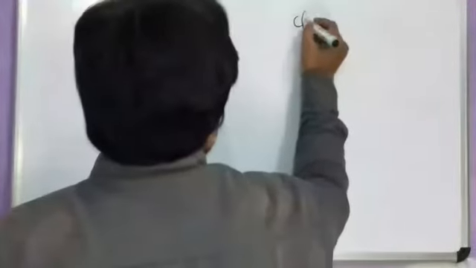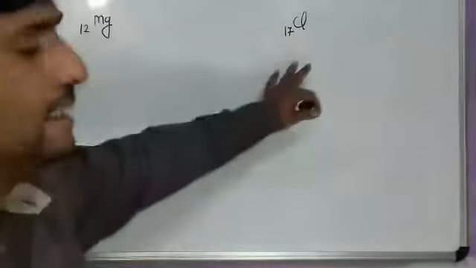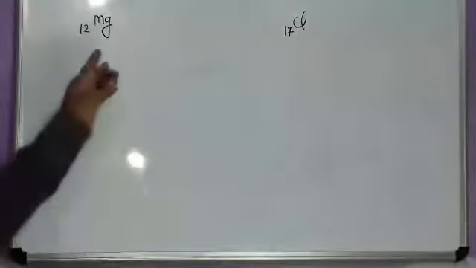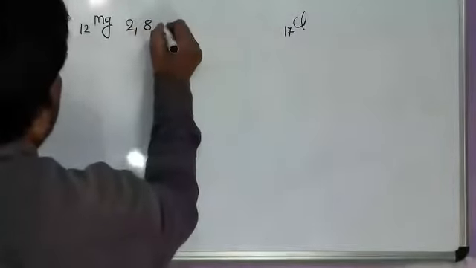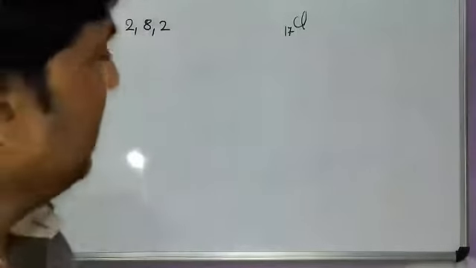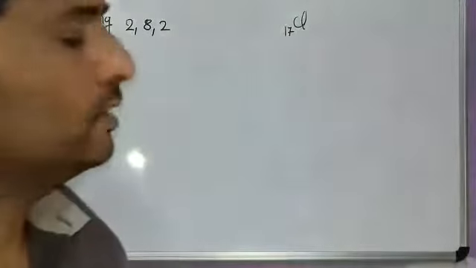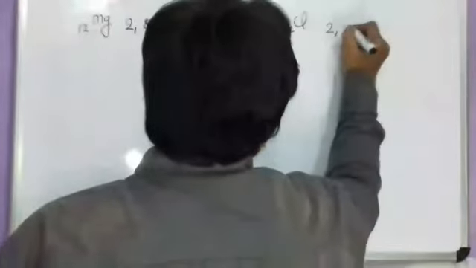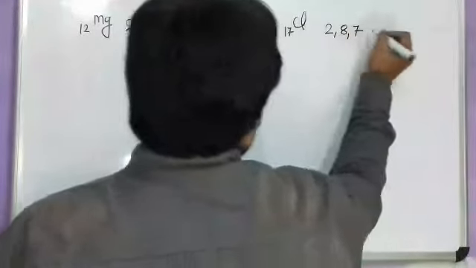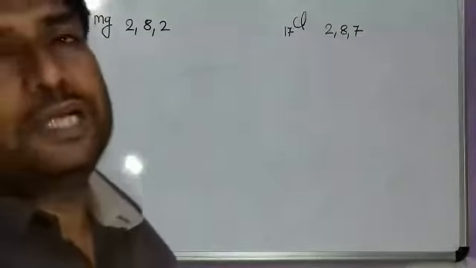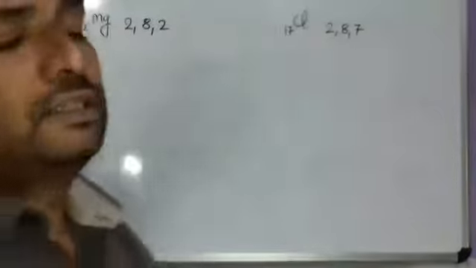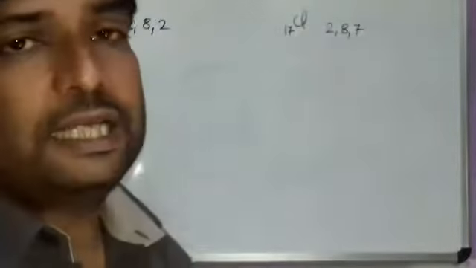And chlorine, the atomic number is 17. Okay, this is a metal and this is a non-metal. So the electronic configuration of Mg is 2, 8, 2, and the electronic configuration of Cl is 2, 8, 7. Okay, this is the normal condition. Here no ions are formed, no donating of electrons and no gaining of electrons.